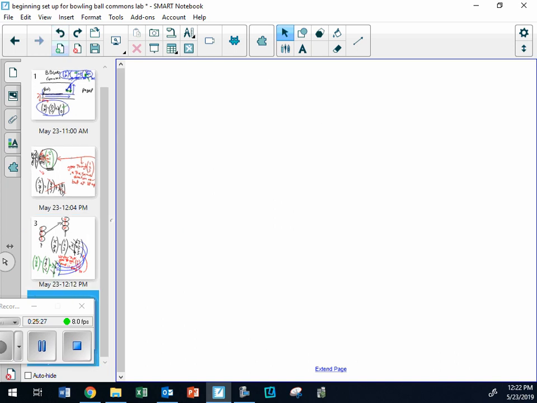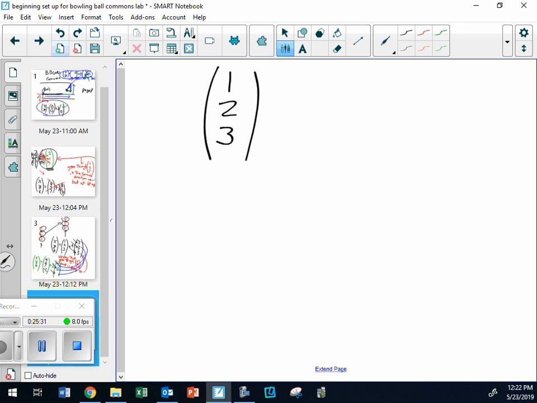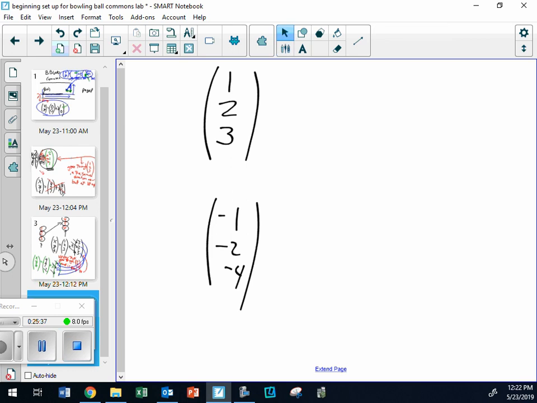Okay, what else do we do? We take this vector and this vector, and we say, what's the angle between them?